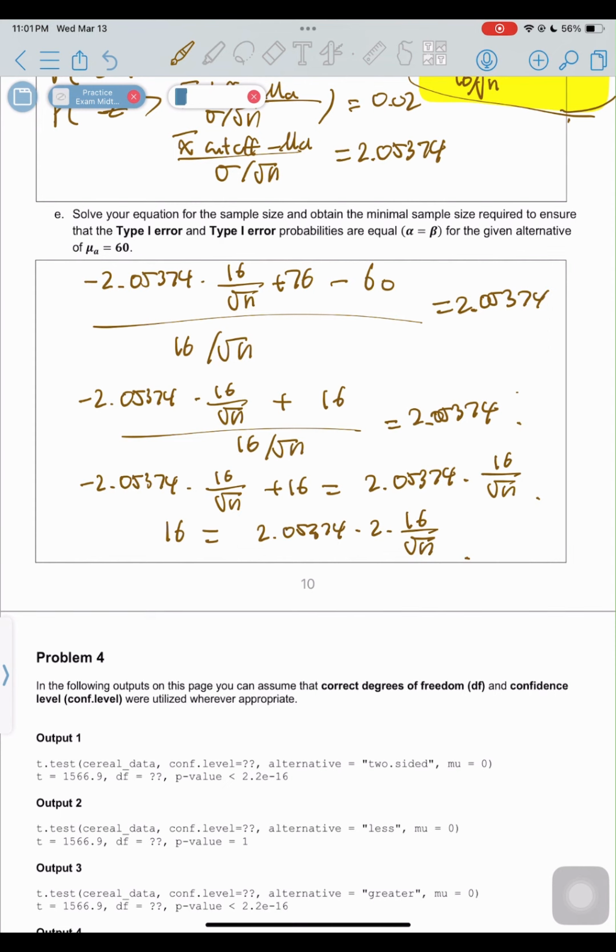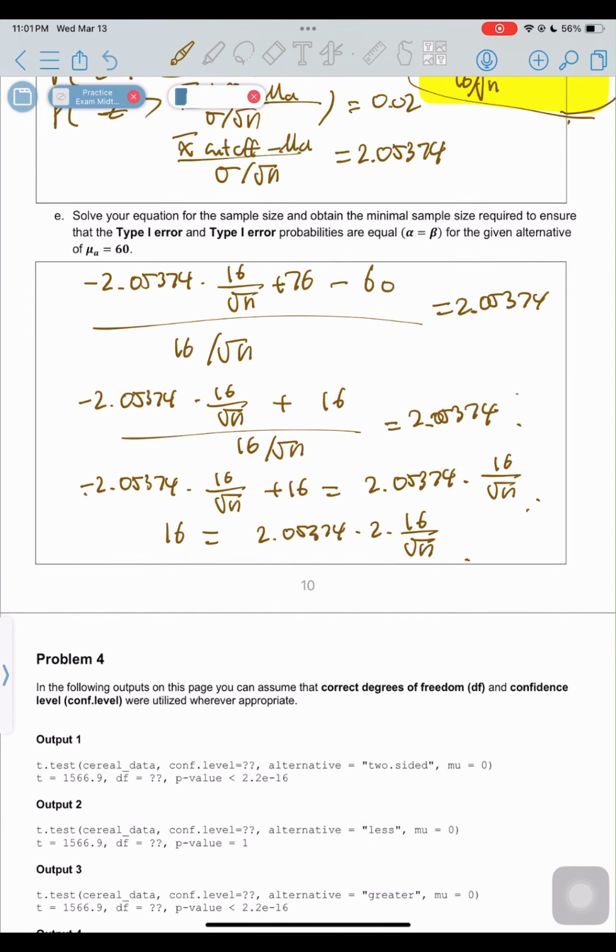I said 2 because if you move the negative sign to the right side, this will make it positive. So it's eventually becoming 2.05374 plus 2.05374, which is equal to 2.05374 times 2. If you move this to the other side, that just becomes 2.05374 plus 2.05374. That is the same as just times 2, right? So I just wrote it this way to make it easy for me.